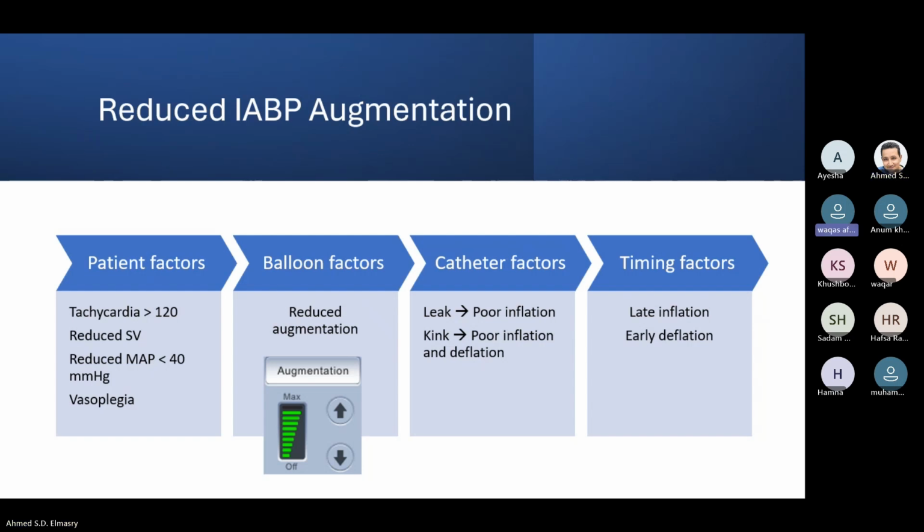To know whether it is vasoplegia or not, you can use the pulmonary artery catheter, and it will give you the measurement of the systemic vascular resistance. If it's low, that means the patient has vasoplegia. Or you can put another hemodynamic monitoring device like PiCCO, which is pulse-indexed cardiac output monitoring. It will also give you the measurement of the systemic vascular resistance.